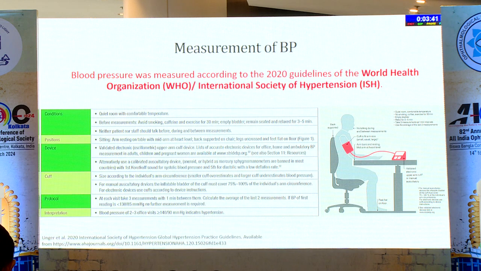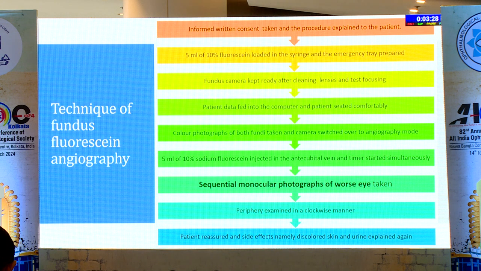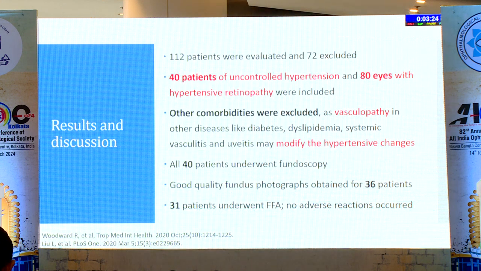The BP was measured according to the WHO ISH criterion, and all photographs, including fundus photographs and FFAs, were evaluated by a single experienced examiner blind to the ophthalmoscopic findings. Sequential monocular photographs of the worst eye were taken as part of the FFA. So 40 patients of uncontrolled hypertension and 80 eyes with hypertensive retinopathy were included, and other comorbidities were excluded as they could modify the retinal hypertensive changes.